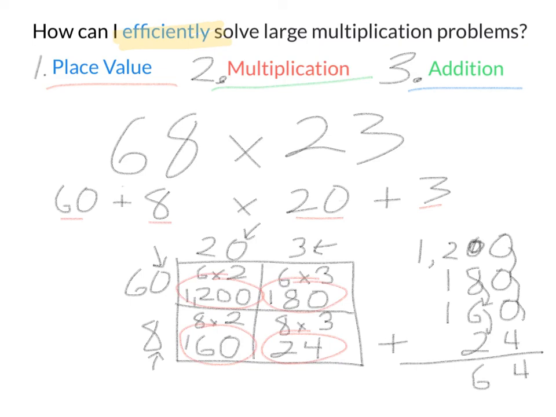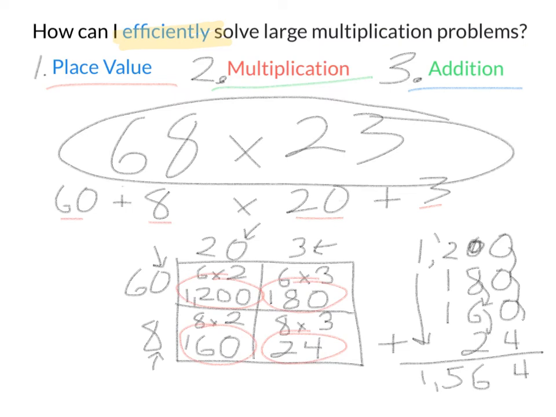Using the standard algorithm, I carry the 1. 1 plus 2 is 3. 3 plus 1 is 4. 4 plus 1 is 5. And 1 plus nothing at all equals 1. 68 multiplied by 23 equals 1,564. Now this is a lot of work we did on here.